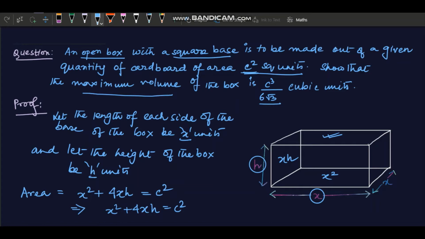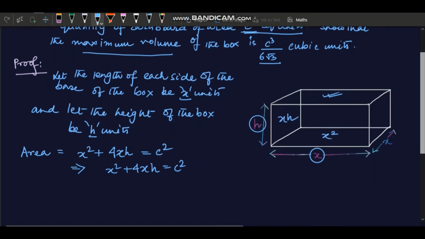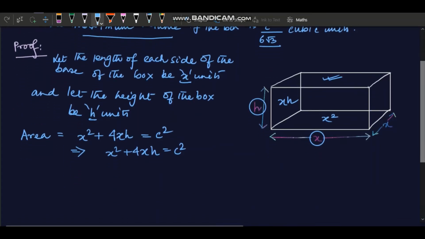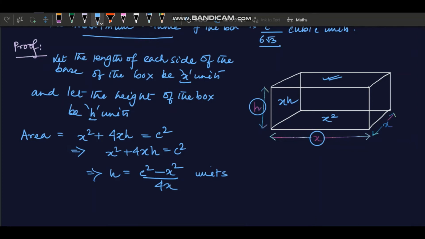So from here we can represent h entirely in terms of x because c is given to us. So we can write h as c square minus x square by 4x units. So we have represented the height of the box entirely in terms of c square, which is the area of cardboard, and x. X is the length and breadth of the base.